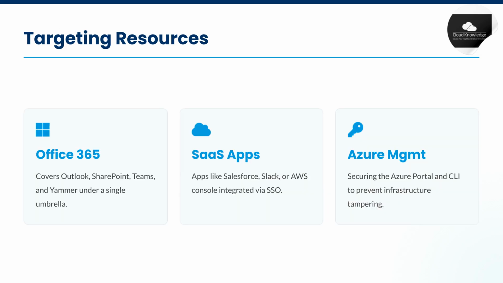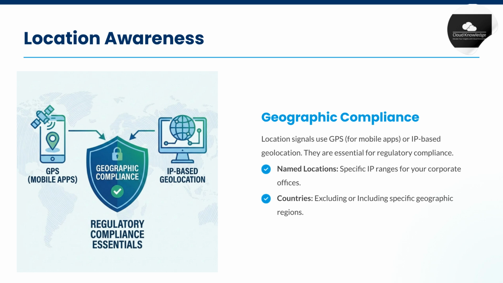Targeting resources means securing various applications, including the Office 365 suite, external SaaS apps integrated via SSO, and Azure Management, which prevents infrastructure tampering. Location awareness is vital for geographic compliance. You can define named locations using IP ranges or target specific countries for exclusion or inclusion, often using IP-based geolocation.